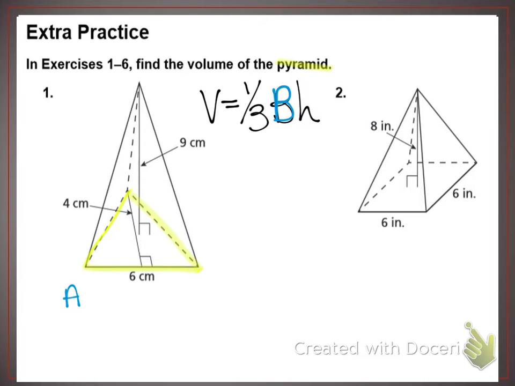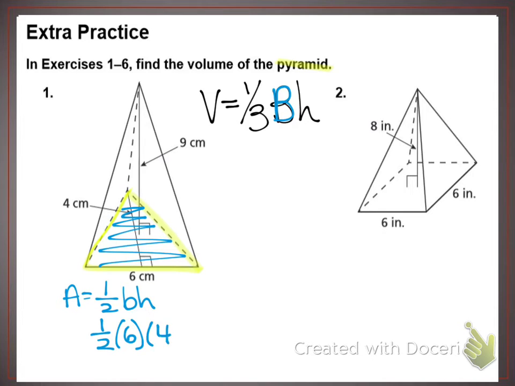What shape is the base? A triangle. So what's the area formula for a triangle? 1/2 base times height. What is the base here? 6. And the height of the triangle, remember, is 4. Okay, so we have 1/2 base times height. So 1/2, what is 6 times 4? Half of 24 is 12. So that is my area of the base. So 1/3 times 24 times the height.